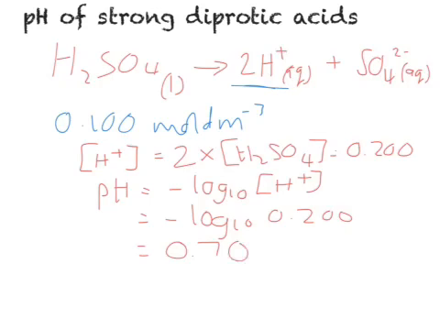Now, this rule really only applies for strong acids or strong diprotic acids, and you can't apply the same rule to weak acids or weak diprotic acids because they don't fully ionise, and we'll go through that in my next tutorial.